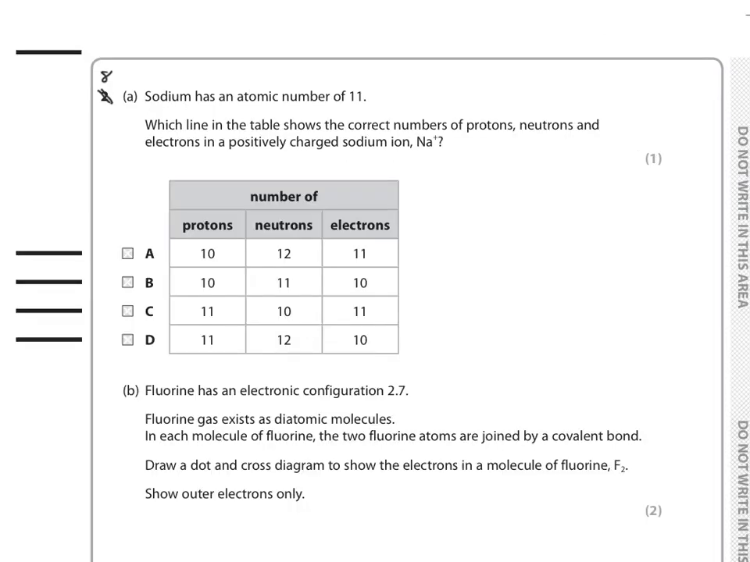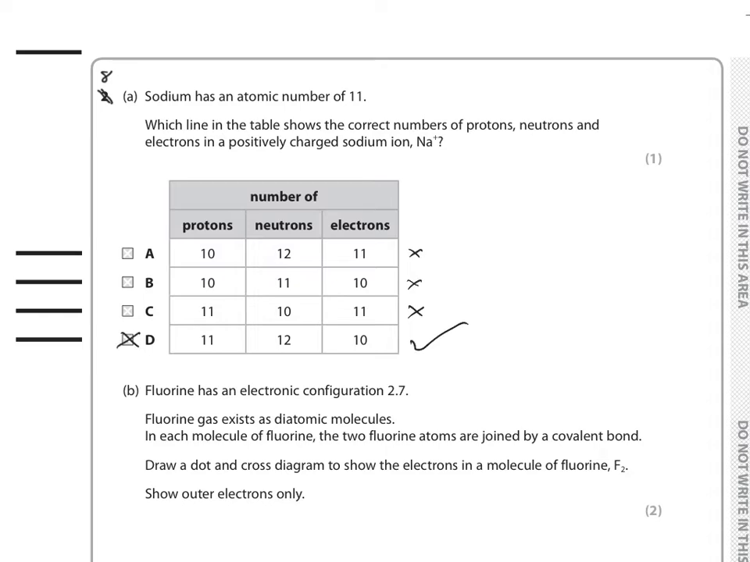Question number 8 says sodium has atomic number of 11. Which line in the table shows the correct number of protons, neutrons, electrons in a positively charged sodium ion? Well, if it's positively charged, it's lost an electron. It would have had 11 electrons. It's going to have 10 electrons, 11 protons, and there will only be one that is there. So the only one that has 10 electrons and 11 protons is D. So the answer must be D.